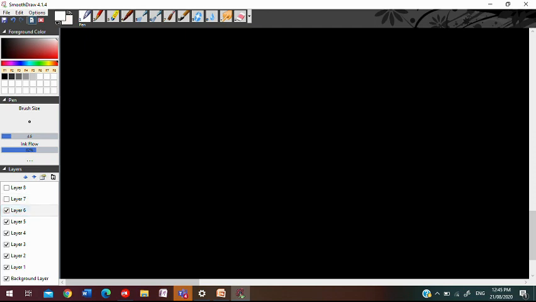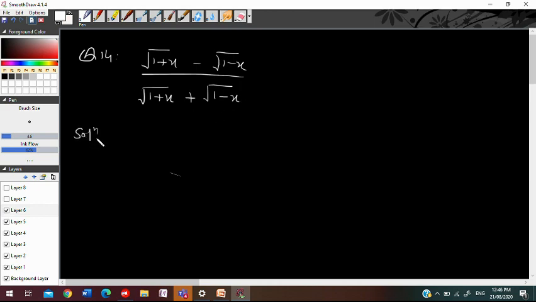Okay, now the next question. The next question which I will solve for you is question number 14. So here I have 1 plus x minus 1 minus x whole divided by 1 plus x plus 1 minus x. So the solution is, this whole function is our y function.